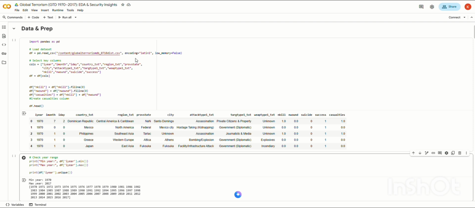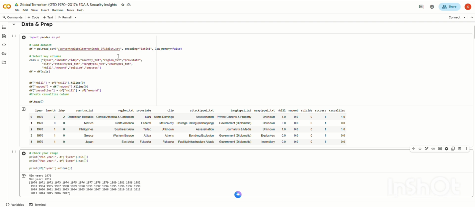In this step, I have loaded the global terrorism dataset and selected only the key variables that matter for our analysis, such as year, month, country, region, city, type of attack, target, weapon used, and number of people killed or wounded. To ensure accuracy, I handled missing values and created a new column for total casualties, which combines both killed and wounded, which gives us the total impact of each incident.